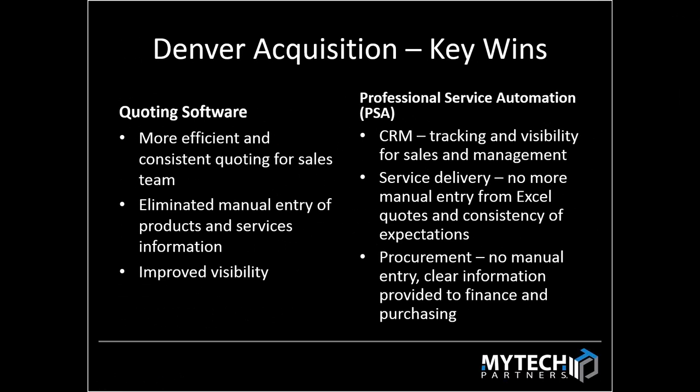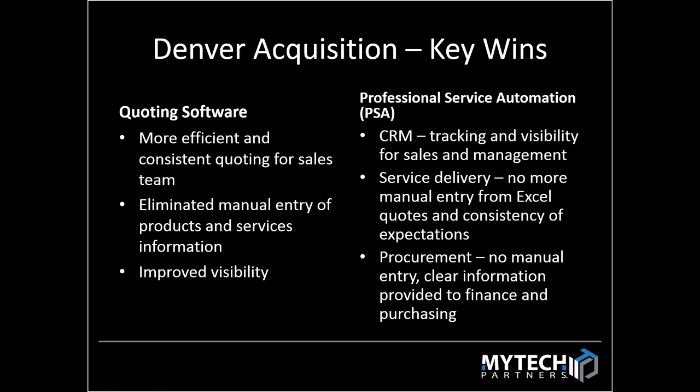On the PSA side, and I'll get to how we did these key wins as soon as I get through these bullets, we're able to do a better job of tracking visibility for sales management, as I mentioned, and using the tool more effectively. There's no more manual entry from Excel from the service delivery perspective, and we're bringing over the consistency of the expectation from the sales team, from quotes. And again, no manual entry on the procurement side.